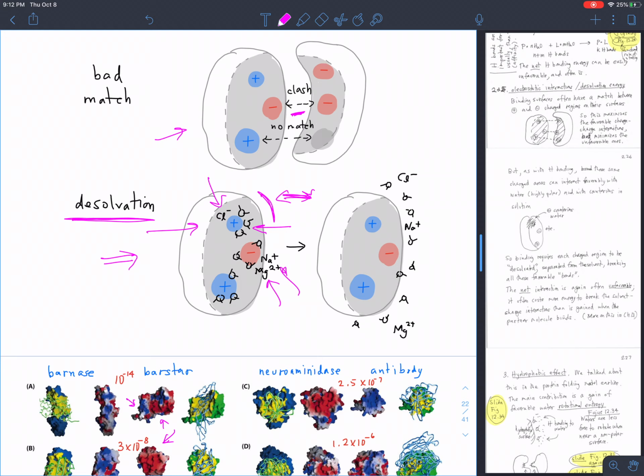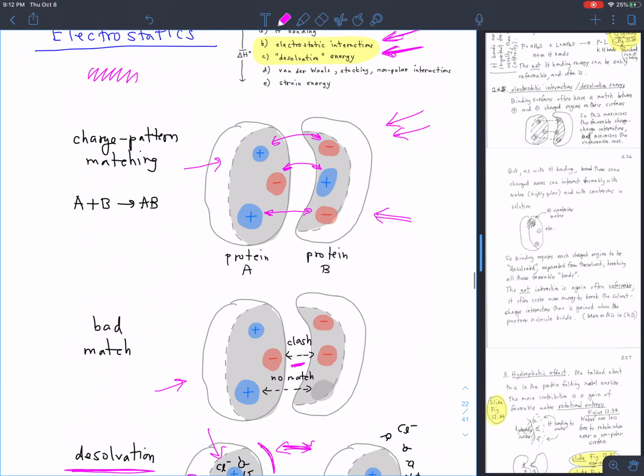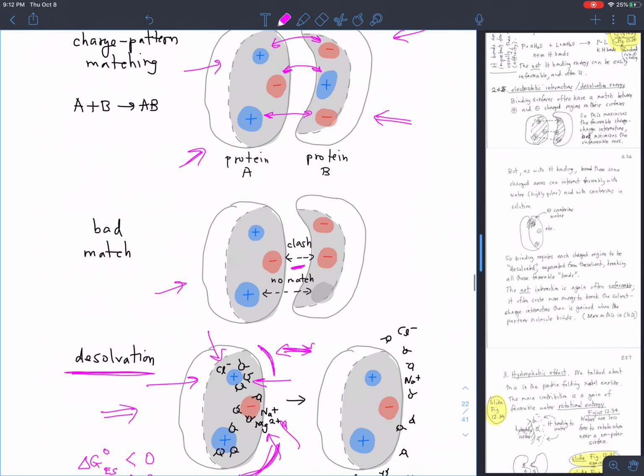And so the question is, is the overall free energy change from electrostatics, including the desolvation, favorable or unfavorable? Is it less than 0? That's favorable, but it could be easily greater than 0. It could be unfavorable, could cost you more energy to pull all the solvent away than you got back when you bring the nice matched charge patterns together.